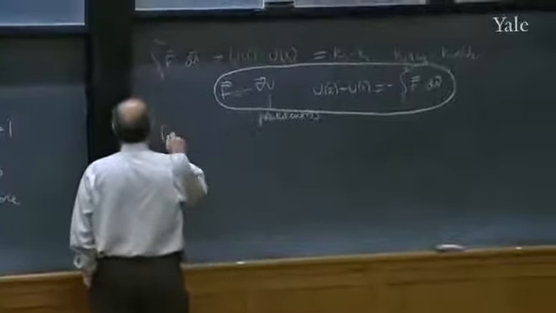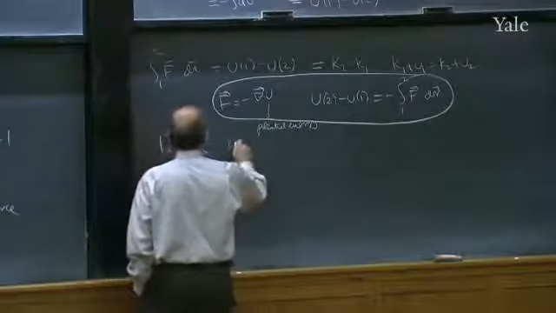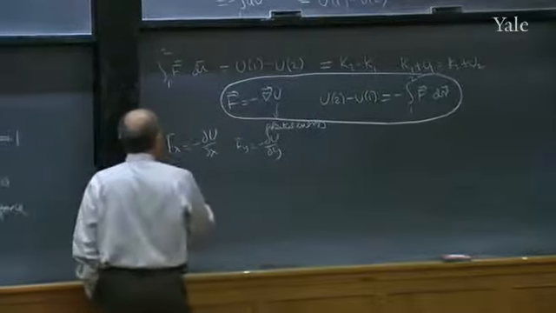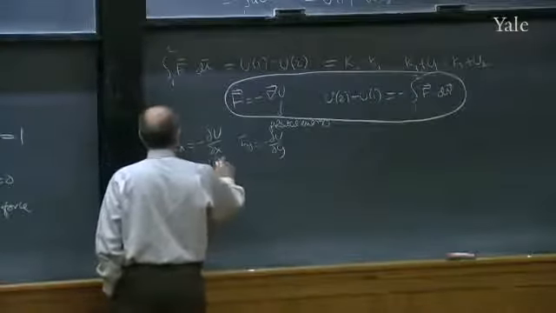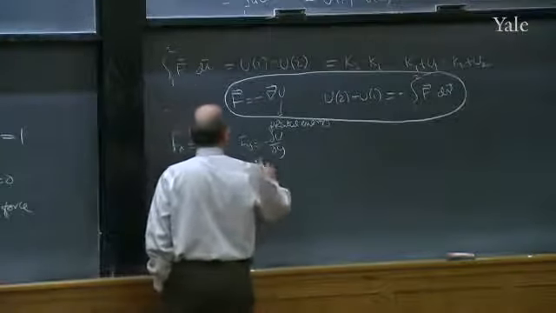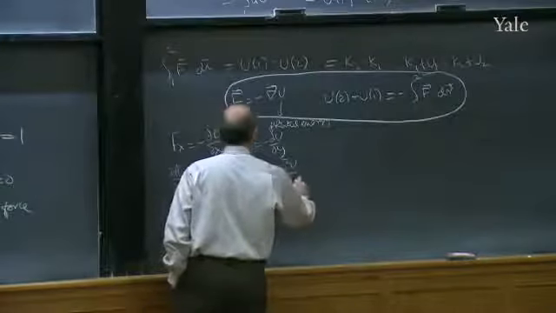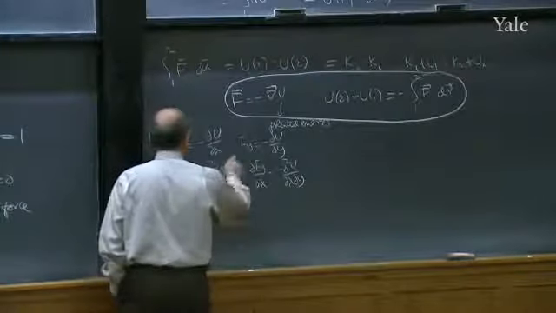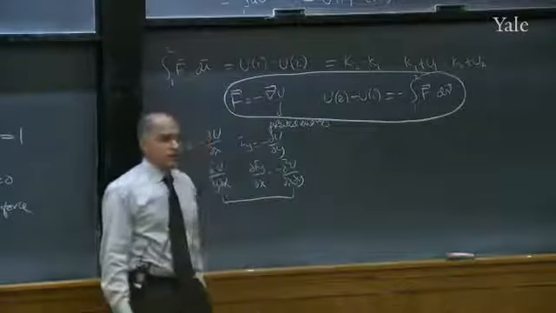It argues as follows. Fx is minus du dx. Fy is minus du dy. Then consider dfx dy, which is minus d2u dy dx. Then consider dfy dx, which is minus d2u dx dy. And it's a property of partial derivatives that the second cross derivative is independent of whether you take dy dx or dx dy.